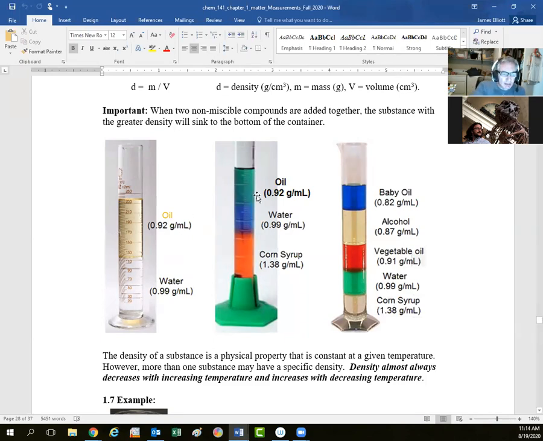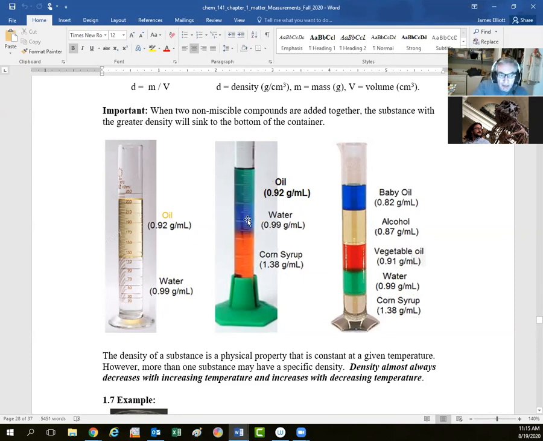Now, sometimes when we mix chemicals together, they don't like each other. We say that they are immiscible. And when that comes to liquids, liquids which are immiscible will separate into layers according to density. Water is at 0.99 grams per milliliter, and oil only at 0.92 grams per milliliter. The oil is less dense, there's less of an effect by gravity on it, so it rises to the top compared to the water.